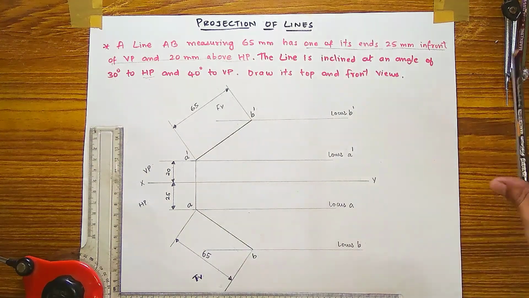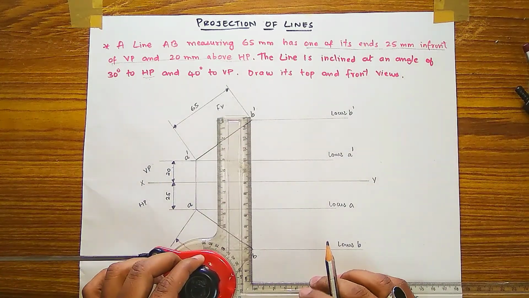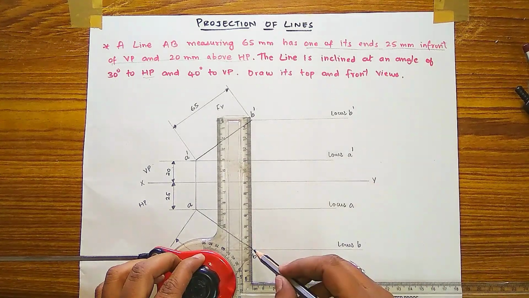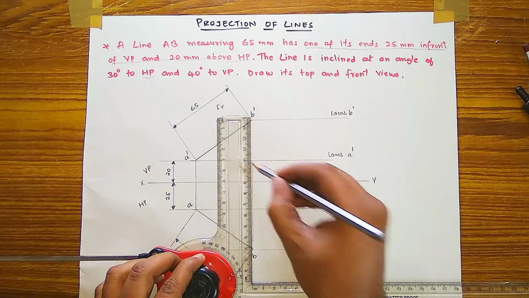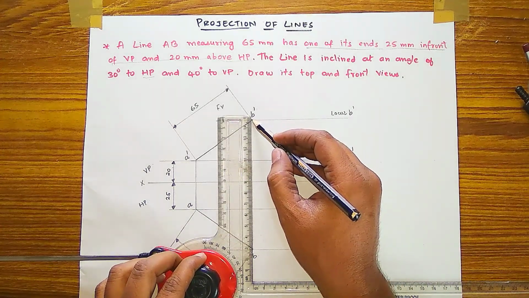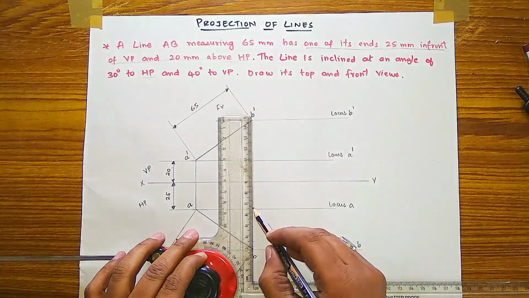Okay, then after you have to draw a straight line from B till this locus of A dash like this, and from B dash you have to draw a straight line till this locus of A like this.